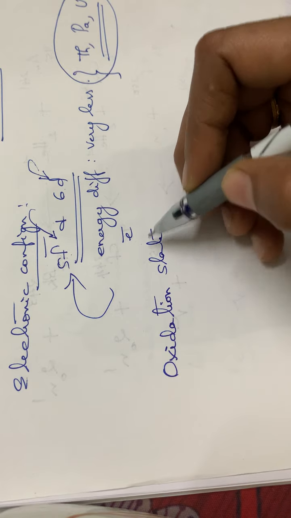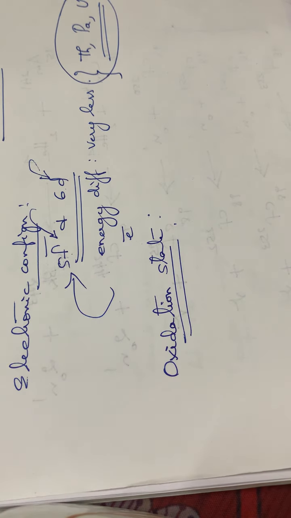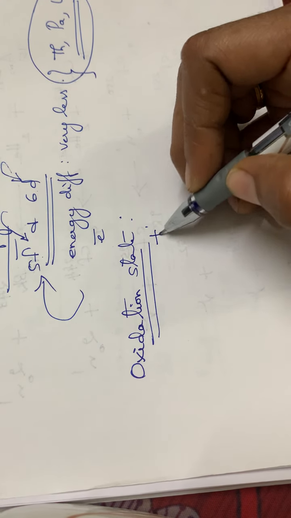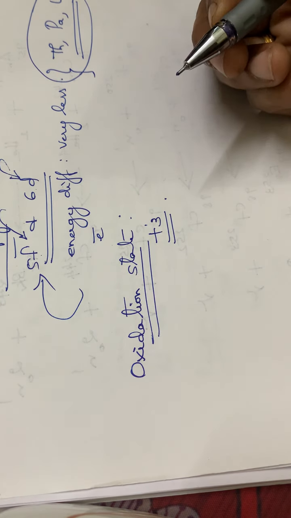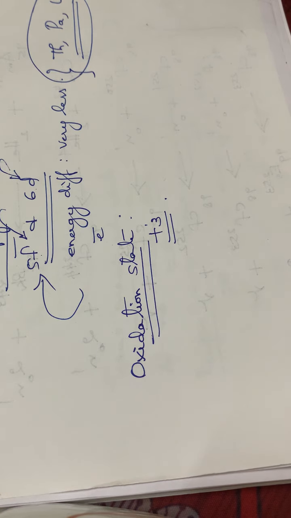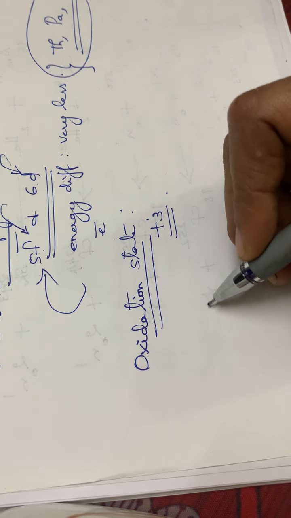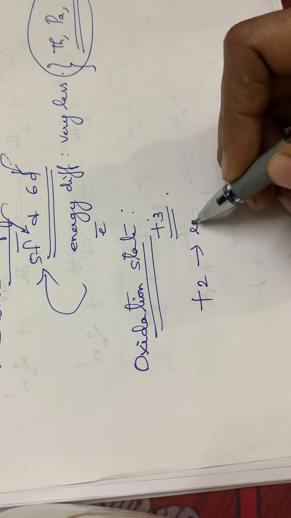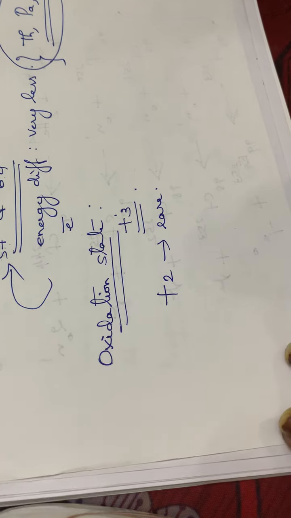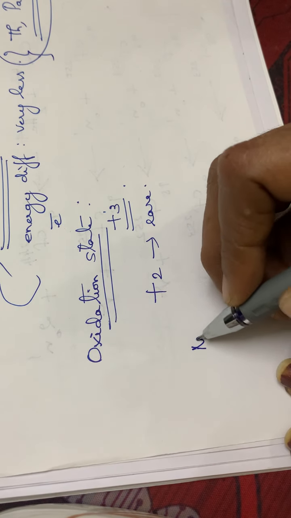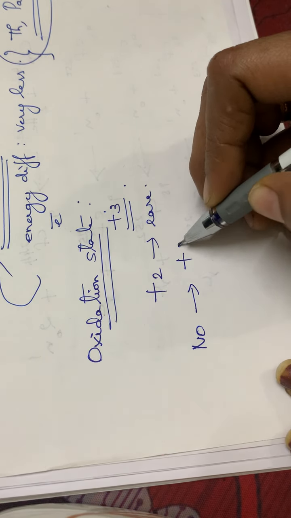Oxidation state. So just like lanthanides, here also the common oxidation state of the elements is +3. For some elements the oxidation state is +2. +2 oxidation states are also there, but it is very rare. Then for nobelium, it has got a +2 oxidation state.